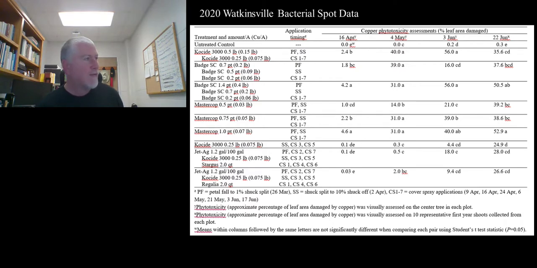If you look at the copper phytotoxicity assessments, as you increase rates on either Badge or Master Cop, and compare that to the Kocide program, you're going to see just as much damage or more, depending on how much metallic copper you have in there. When you have a chance, look at that slide, and you can see what I'm talking about. There is going to be damage. Metallic copper is the critical thing to be looking at.